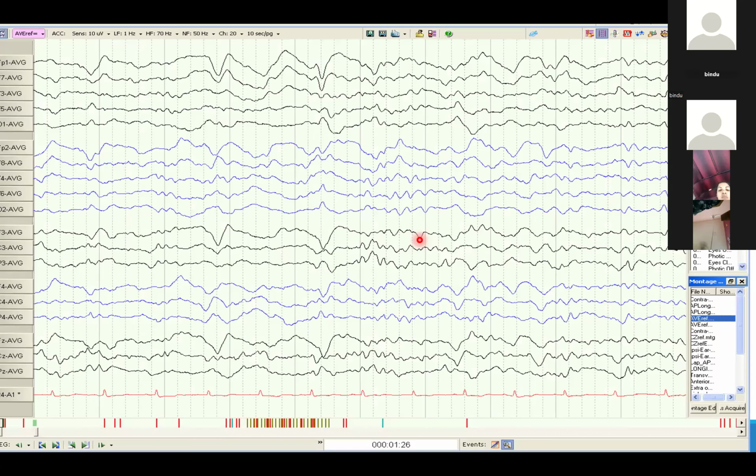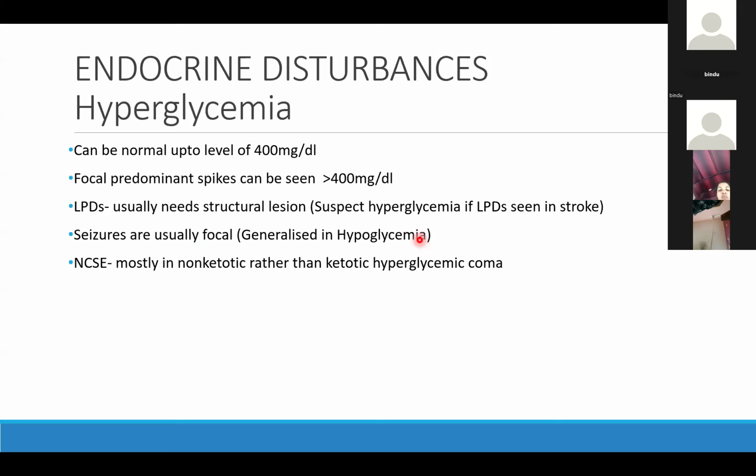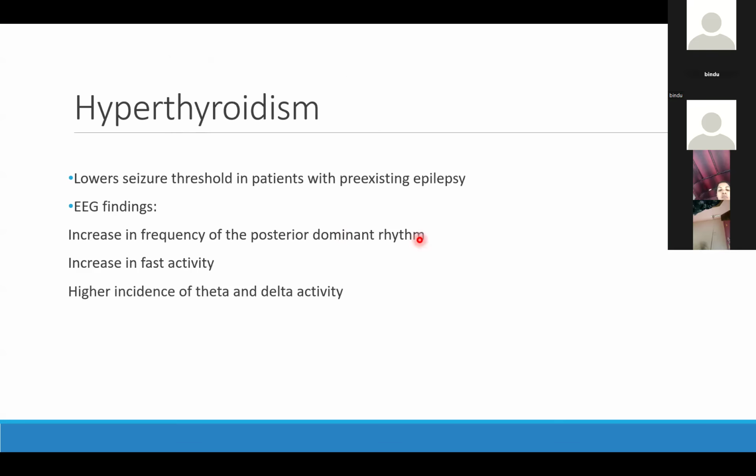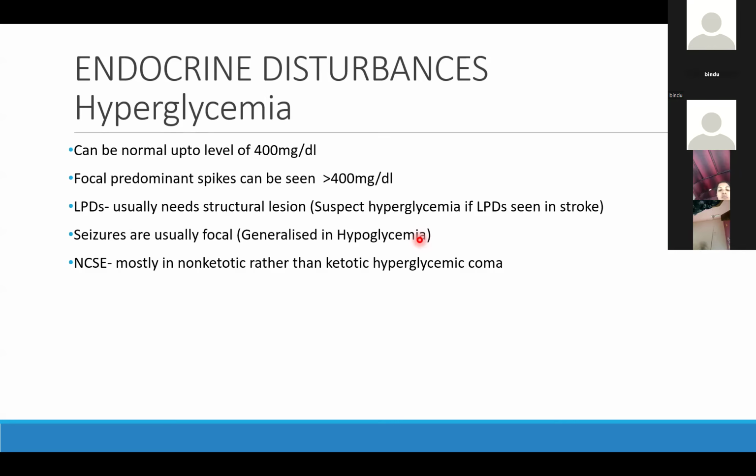Patients with uremic encephalopathy can get photosensitivity, photomyogenic responses. Other endocrine disturbances: in hyperglycemia, the EEG can be normal up to a level of 400 milligrams per deciliter, and focal predominant spikes can be seen at more than 400 milligrams per deciliter.